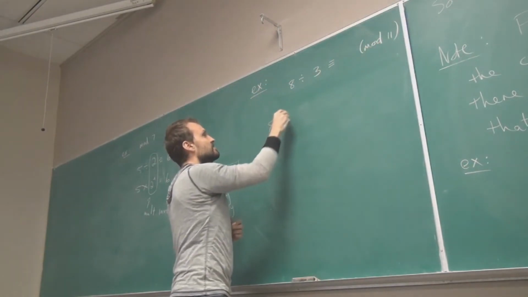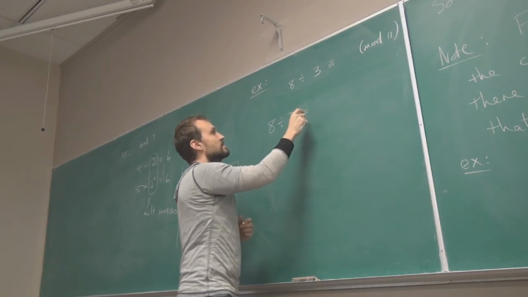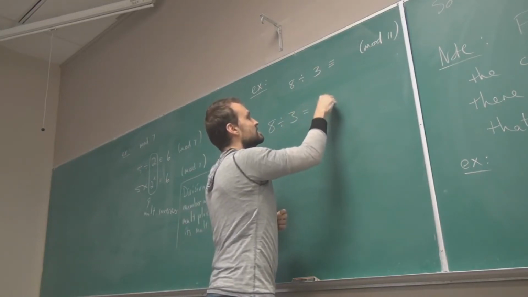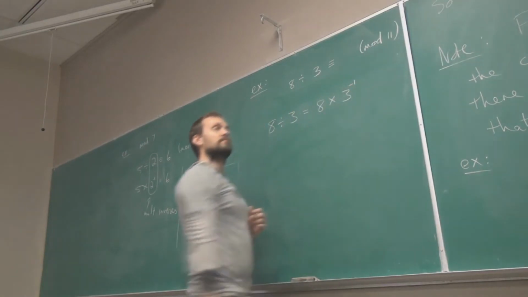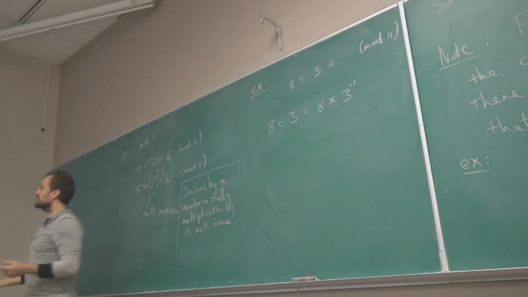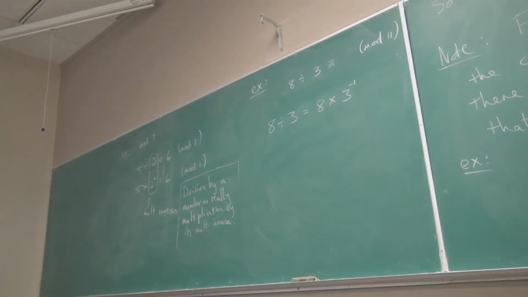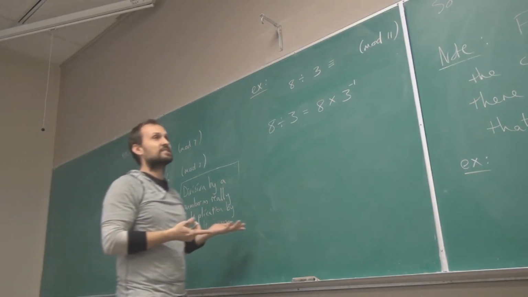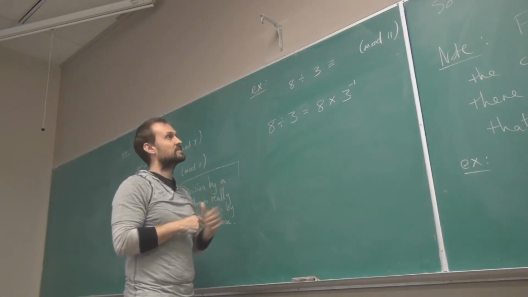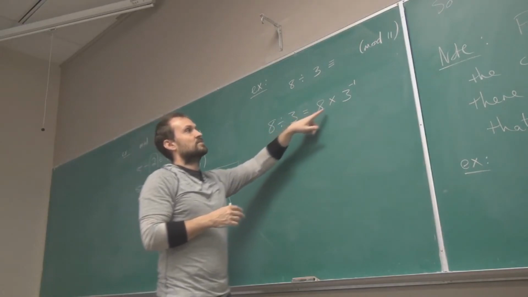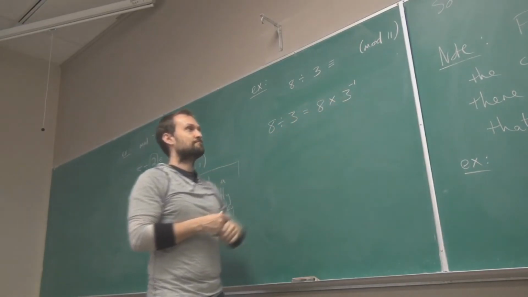I can say 8 divided by 3 is the same as 8 times the multiplicative inverse of 3, because that is the relationship between division and multiplication. There is no division, really. Just like there was no subtraction. It was really addition in disguise. There's no division, really. It's just multiplication in disguise.